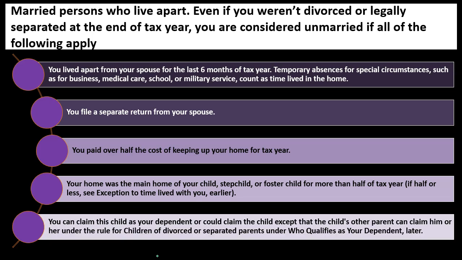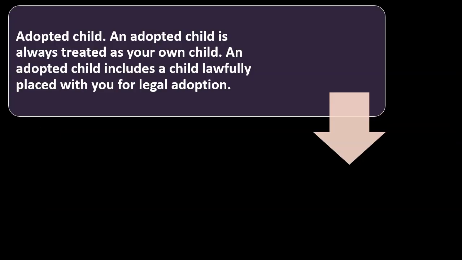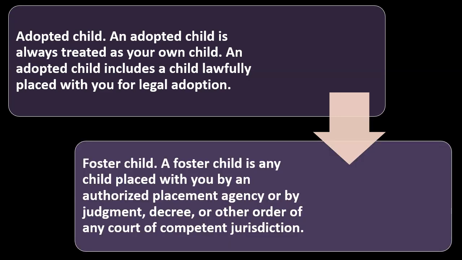You can claim this child as your dependent, or could claim the child except that the child's other parent can claim him or her under the rule for the children of divorced or separated parents under who qualifies as your dependent later. Adopted child. An adopted child is always treated as your own child. So whenever you have the adopted child, you basically have the same rules as if your own child. An adopted child includes a child lawfully placed with you for legal adoption. Foster child. A foster child is any child placed with you by an authorized placement agency or by judgment, decree, or other order of any court of competent jurisdiction.